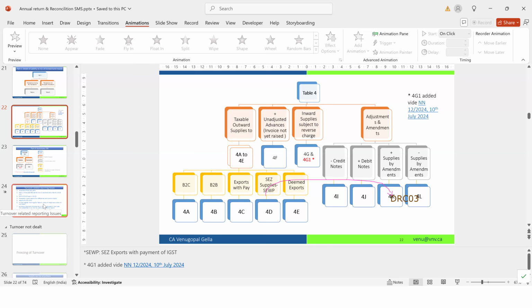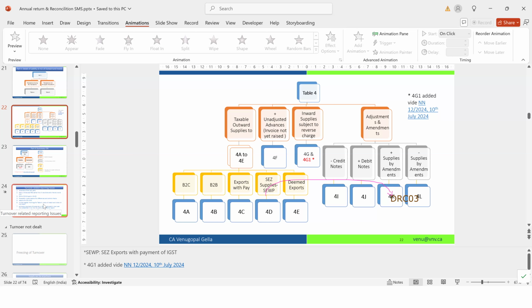9 paid is coming from 3B. 9 payable is 3B plus DRC03. You will get a notice when there is a mismatch; you will say this is the copy of the DRC03 to the extent of this match. The 4 payable and 9 payable should be matching. You cannot have different figures of 4 payable and 9 payable. Yes, this is what we were doing. Okay, thank you, sir.